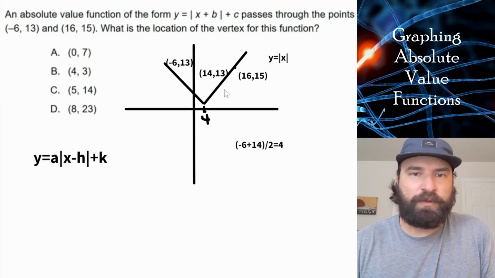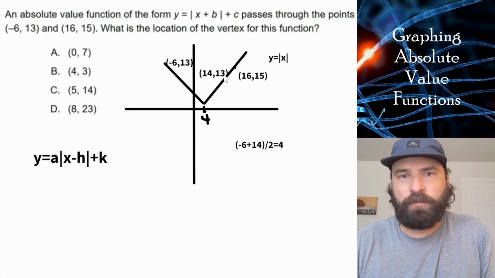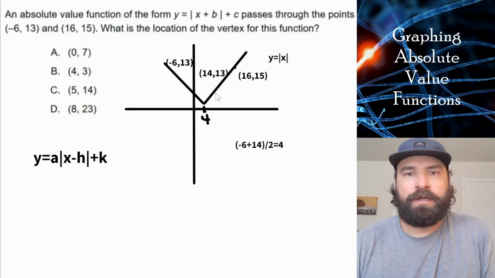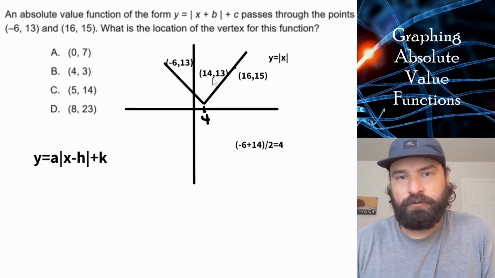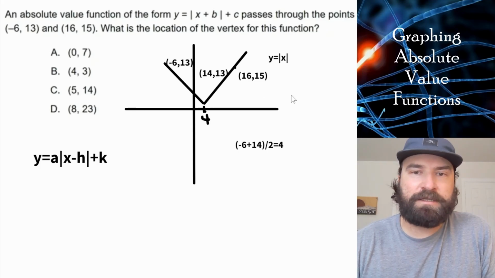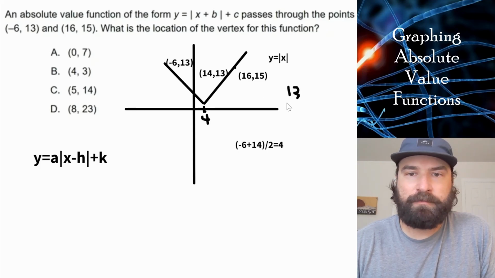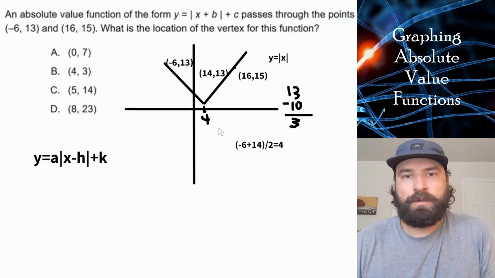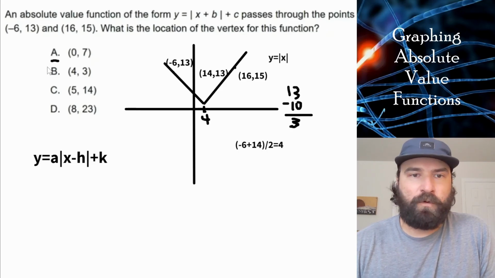But we can also figure out the y value. Because the slope of this line is 1, every time we go over 1, we should go down 1. So from 14, 13, I have to go to the left 10 to get to 4, which means I also have to go down 10. So I could do 13 minus 10, which would give me a y value of 3. So the point of our vertex should be 4, 3.